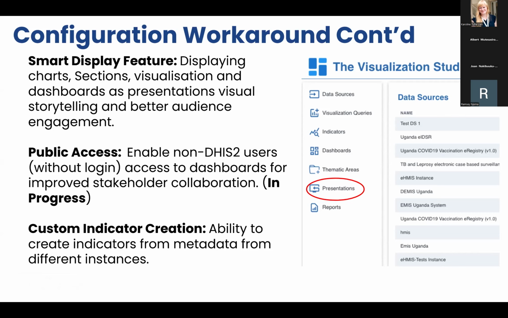There's also the fact that we support creation of data sources and visualization of data from different DHIS2 instances. There is also the feature of custom indicator creation. By that I mean the ability to create indicators from different metadata, meaning that you can have an indicator whereby the numerator, a data element, is from one instance, and the denominator, another data element, is from a different instance, and they come together to create that particular indicator or data that you need.